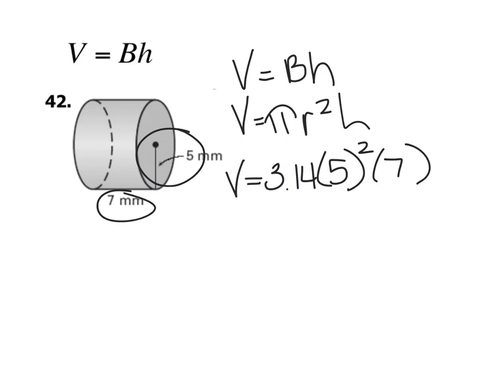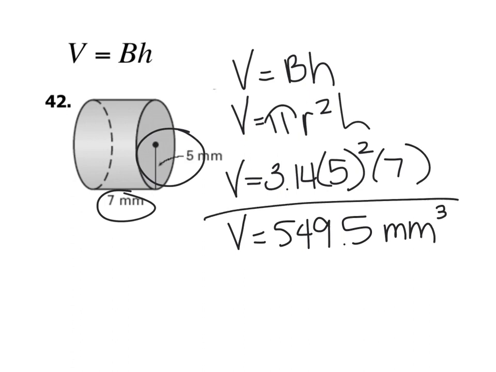All right, so we're going to plug it in our calculators. And our total then, volume is going to be equal to 549.5. And then since we are looking for volume, it's going to be millimeters cubed.